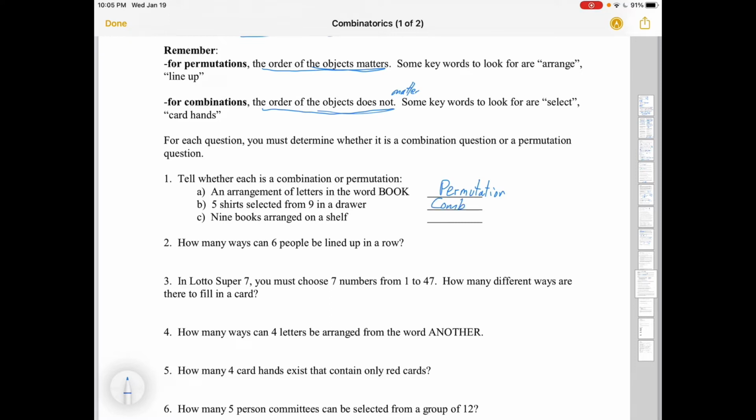9 books arranged on a shelf. When they use the word arranged, I would think that order matters. How are we going to arrange them? From biggest to littlest, by color, whatever.